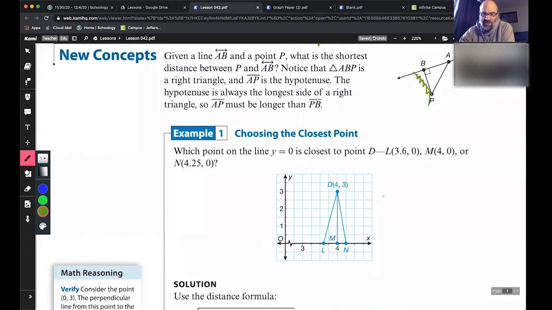For example, which point on the line y equals 0, so the x-axis, is closest to point D? Well, you have to draw a line that's perpendicular to the x-axis to D. This one's nice because it's just straight up. Perpendicular is just straight up, so you just count the points: 1, 2, 3, 4, 5, 6. So 6 units up. That made it kind of nice.